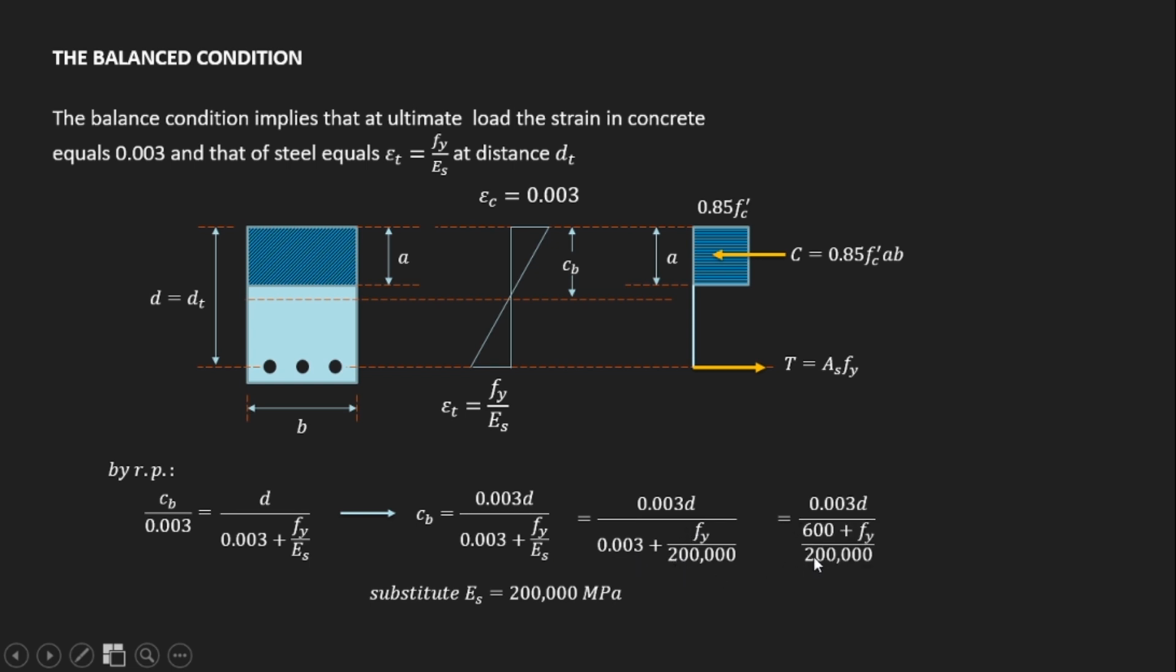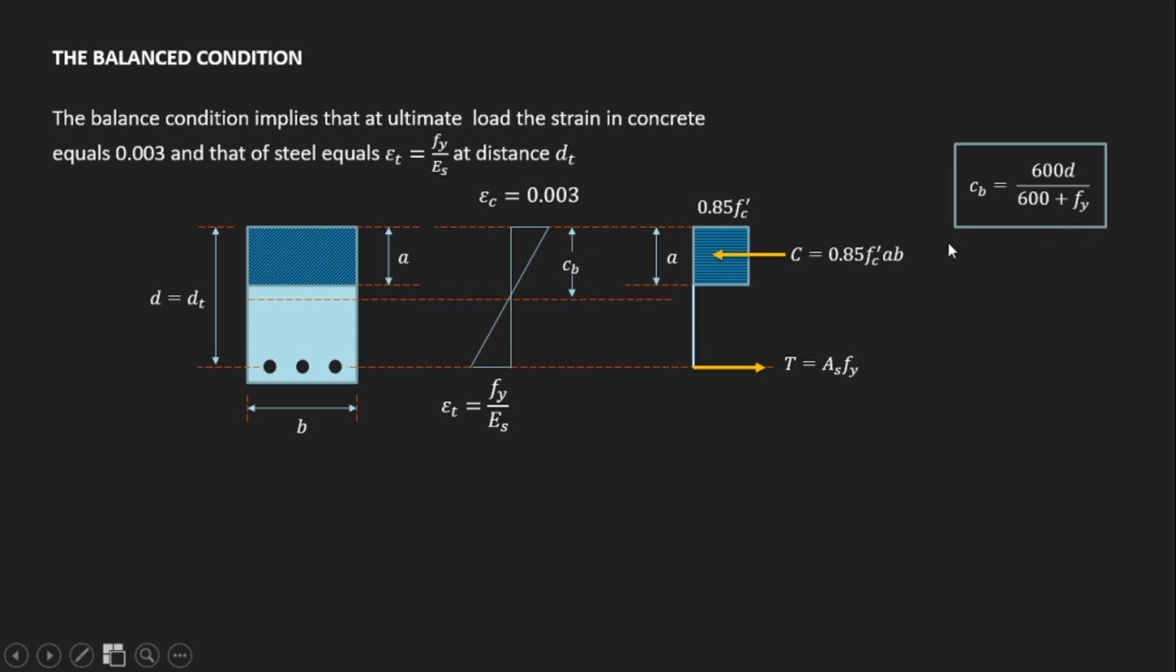So, simplify natin, itong denominator, equivalent din yan sa 600 plus Fy over 200,000. And itong denominator, pwede pa natin iangat yung 200,000. So, mag-multiply tayo sa numerator. So, magkakaroon tayo now na 600D all over 600 plus Fy and that is equal to the C balance. So, yung C balance nga, for balance condition, ito yung location of our neutral axis from the top fiber. So, kailangan natin ito isaulo na formula.